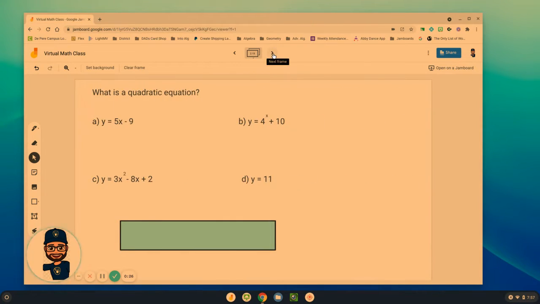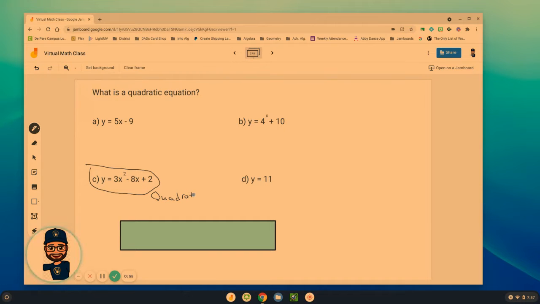And so before we get there, I want you to take a look at these four examples. Which one of them is in the form of a quadratic equation? Is it A, is it B, is it C, or is it D? Well, I hope after our last few lessons you recognized that C is our quadratic.